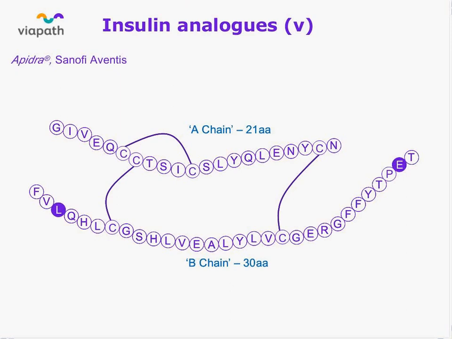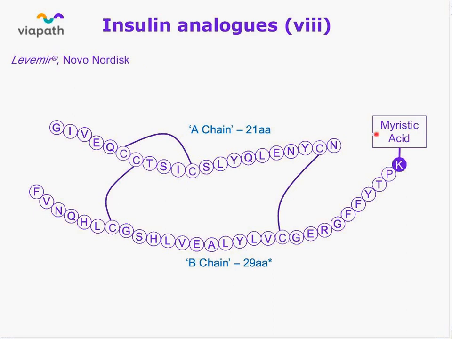Apidra, again, another one with point changes. Porcine insulin we can differentiate, and the bovine insulin we can also differentiate. And even the two newer ones, which have got these fatty acid side chains, so the really long release ones, again, they give us quite different mass to charge ratios because of the presence of this fatty acid side chain. They also give us quite different chromatographic behaviour, so we can quite easily distinguish these two from insulin itself.